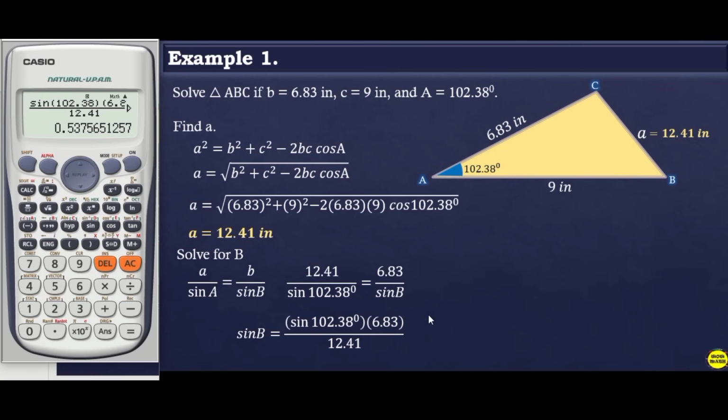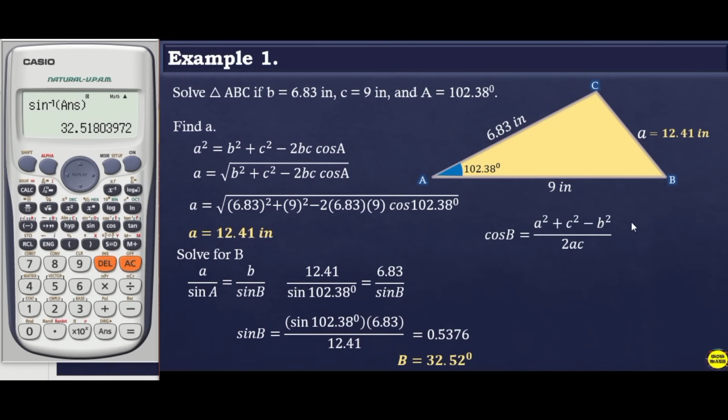So we have 0.5376. Now, since ang kinukuha po natin ay angle, paano po natin siya makukuha? So, nakuha nyo na po ito, 0.5376. Ang gagawin lang po is shift. And then, click sine. Kasi sine po ito. And then, yung answer mo na 0.5376 kanina, close, equals. So, that is 32.52 degrees. So, ibig sabihin, your angle B is equal to 32.52 degrees.